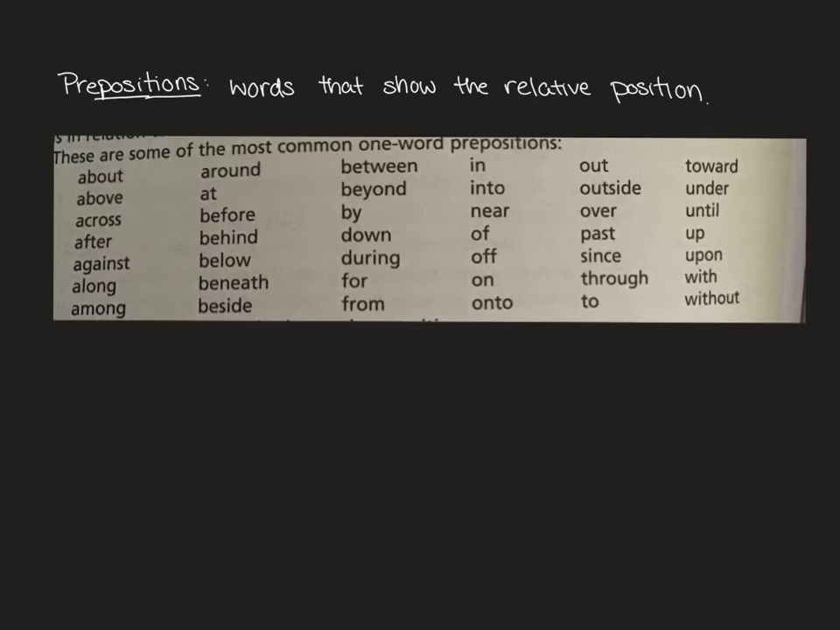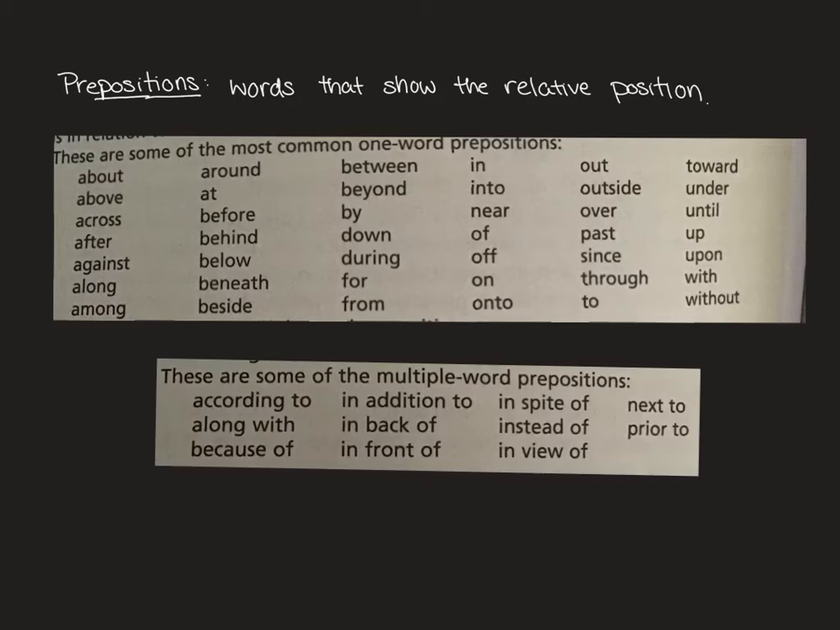Some of the common one-word prepositions are about, above, across, after, against, along, among, around, at, before, behind, below, beneath, beside, between, beyond, by, down, during, for, from, in, into, near, of, off, on, onto, out, outside, over, past, since, through, to, toward, under, until, up, upon, with, and without.